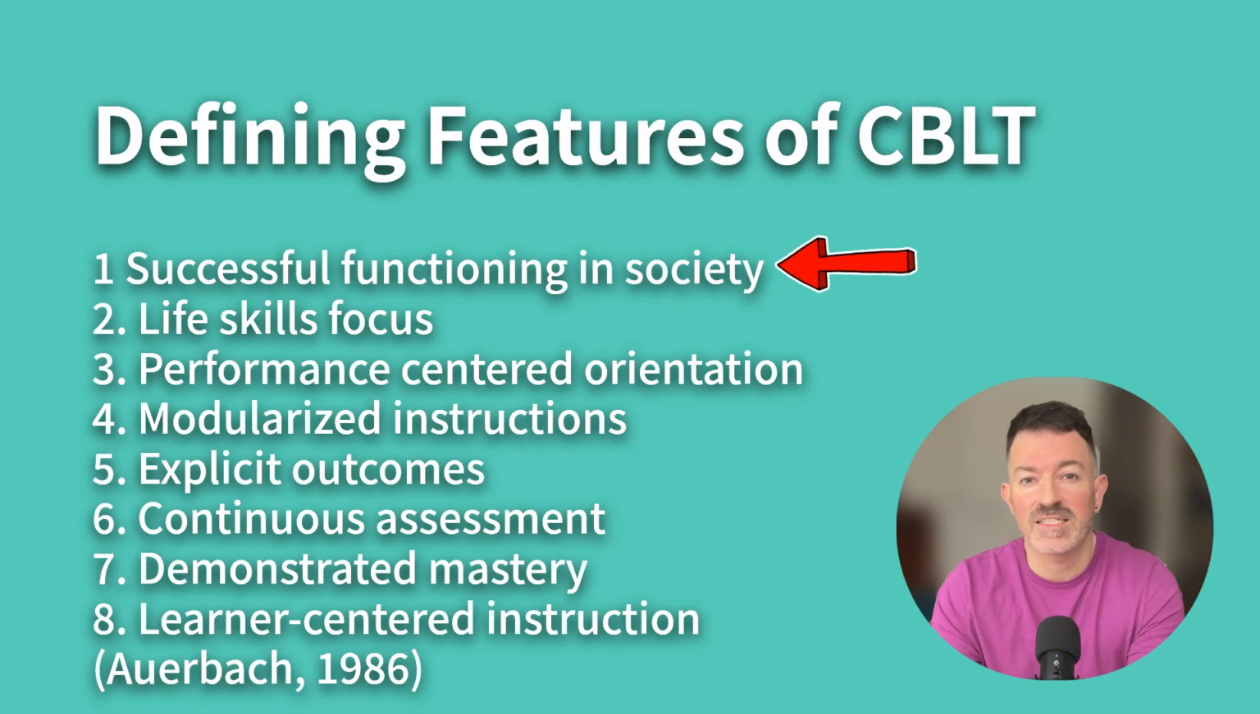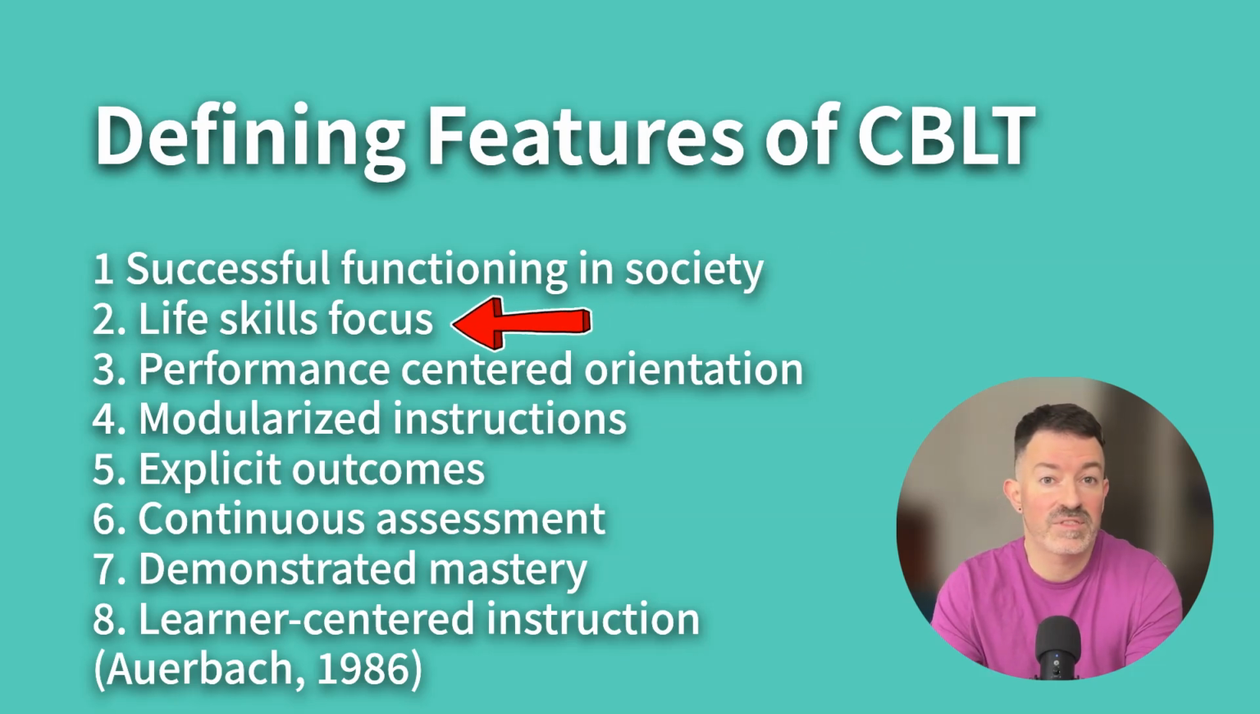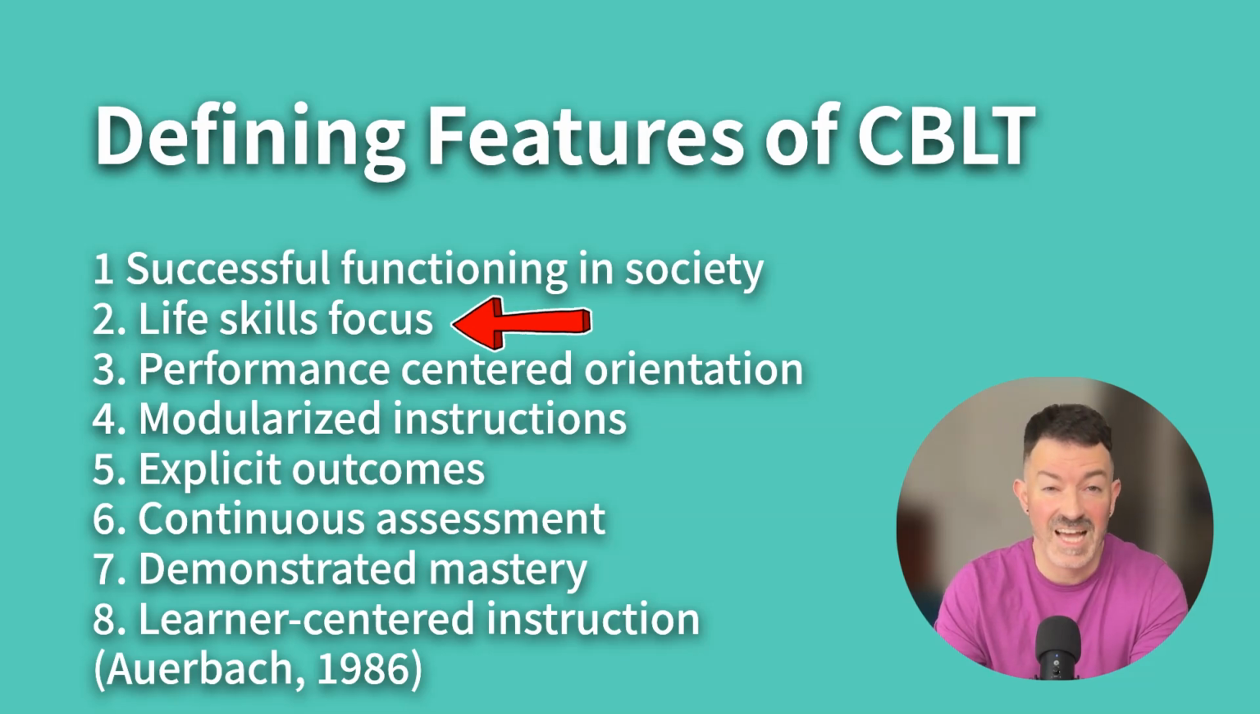Let's think very quickly then about the defining features of CBLT, and we can get these from the literature. So the literature gives us 8 features that together define CBLT. So number 1 is successful functioning in society, and this is where learners develop autonomy to cope with real-world demands. Number 2 is the life skills focus. So language is taught as communication about concrete tasks.